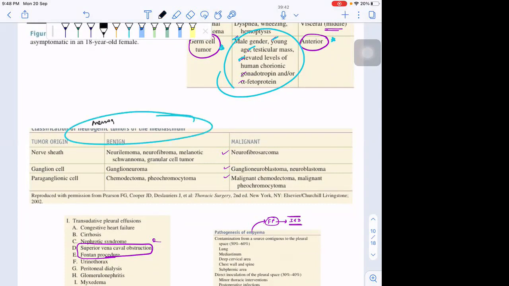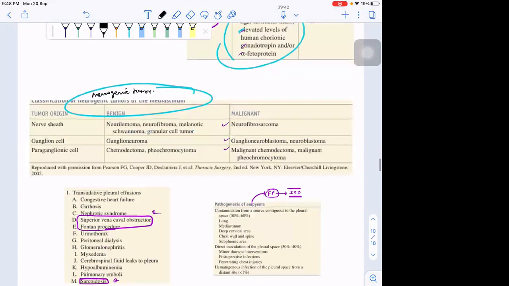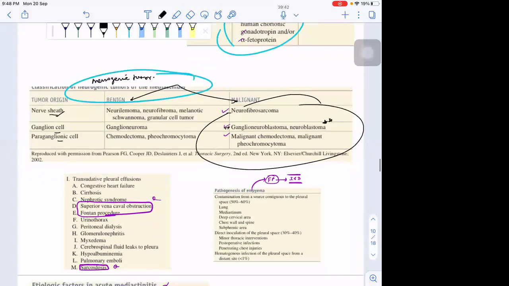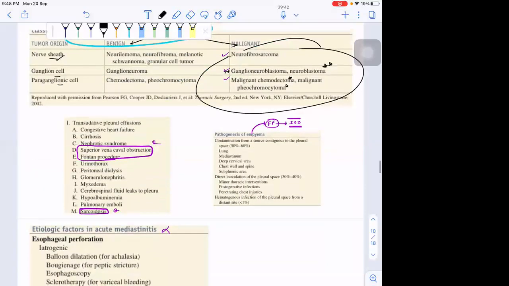So this is the classification of the neurogenic tumors of the mediastinum. The origin of the tumor is the nerve sheath, the ganglion cell, or the paraganglionic cell. If a tumor originates from the nerve sheath, they divide it into benign and malignant. The nerve sheath tumors include neurofibrosarcoma, and the ganglionic cell tumors are ganglioneuroblastoma and neuroblastoma. See, neuroblastoma originates from the ganglionic cell, and the paraganglionic cell tumors are chemodectoma and the malignant pheochromocytoma.